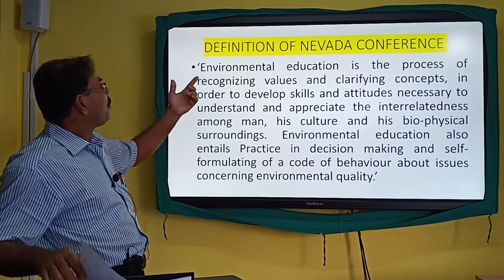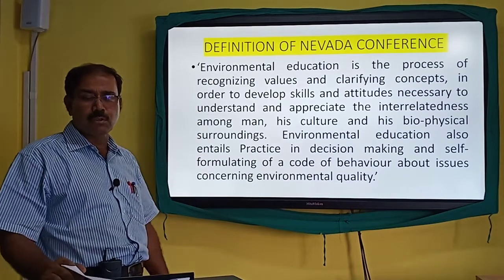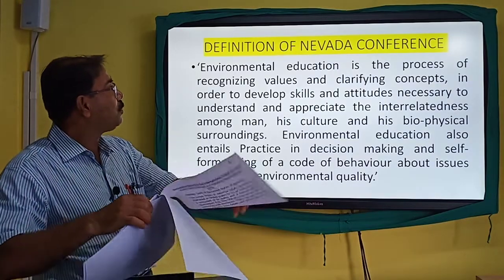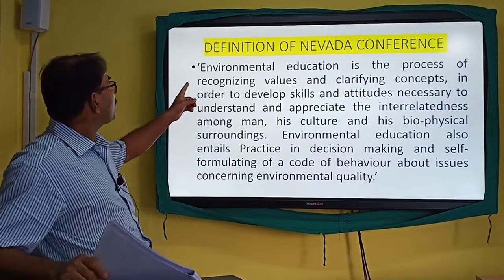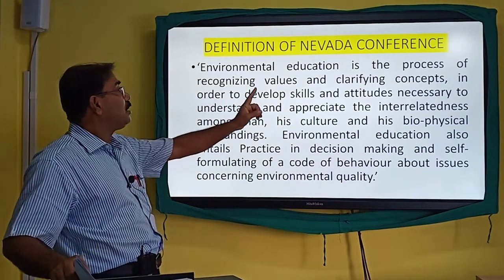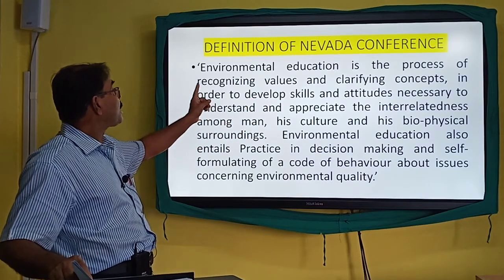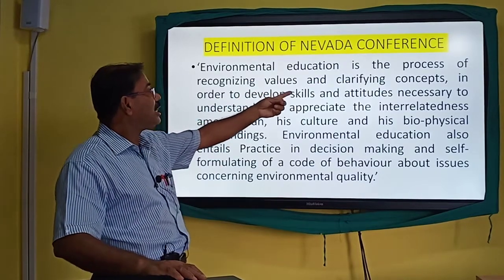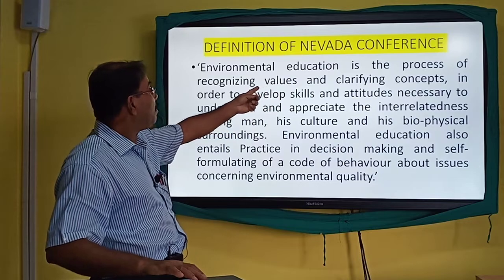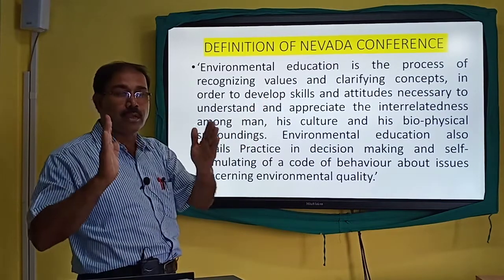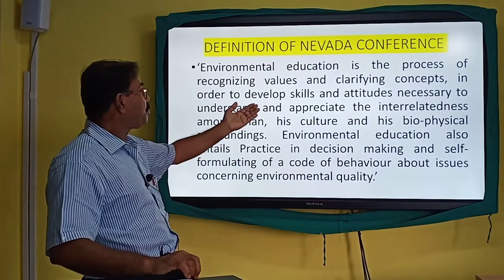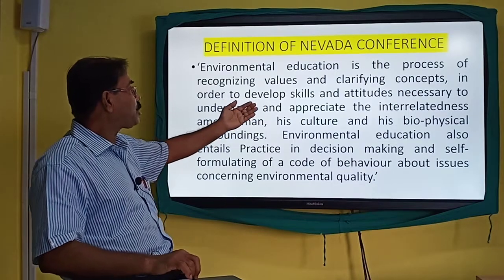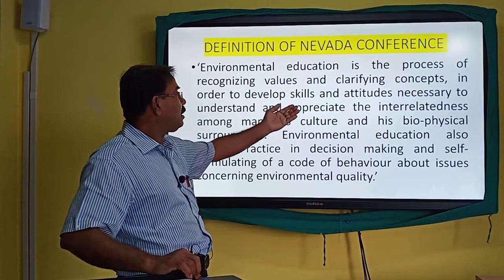Then let us come back. Definition of the Nevada Conference. You know that this is one of the important parts of the United States of America. And in that conference of 1970, it was defined: environmental education is the process of recognizing, meaning accepting, valuing values and clarifying concepts. Values are to be valued, and we are to clarify the concepts in order to develop skills. Why? Because skills are to be developed so that we can learn to live life as per the changed situation of the surroundings, and attitudes.